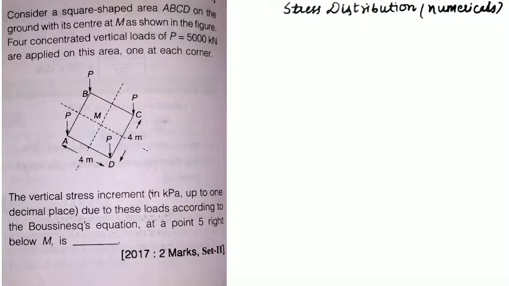So the first question says that consider a square shaped area ABCD on the ground with its center at M as shown in the figure. Four concentrated vertical loads of P equals 5000 kN are applied on this area, one at each corner. Now you are asked to calculate the vertical stress increment in kilopascal due to these loads according to the Boussinesq's equation at a point 5 meter right below M.